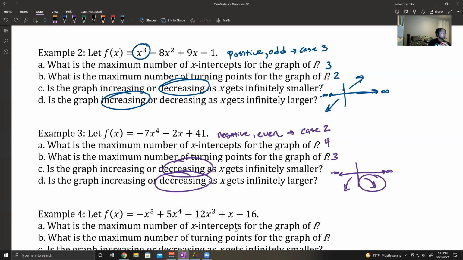I have to memorize the cases. On B, where you got the 3, that's because you did the n minus 1? Exactly. Okay.